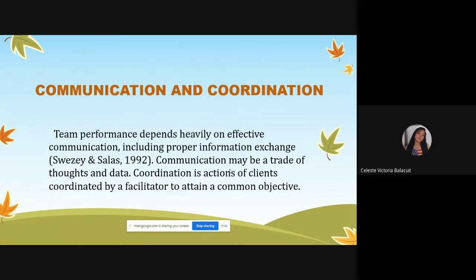Communication and coordination. Team performance depends heavily on effective communication, including proper information exchange. Communication may be a trade of thoughts and data. Coordination is the action of members coordinated by a facilitator to attain common objectives. It means all parties agree to work together to achieve their objectives at work. Communication is the imparting or exchanging of information, and coordination is working together toward the same benefit at work.